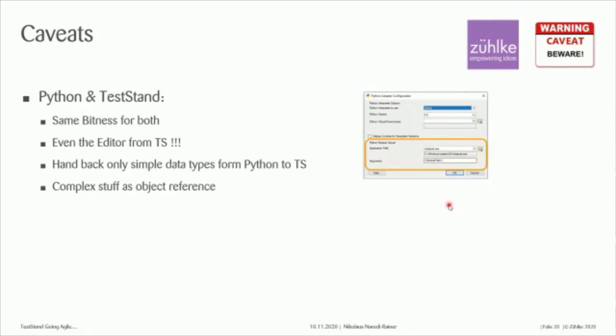And if you're having complex data, like let's say a dictionary, for example, that you keep them in Python and hand only back the object reference, and then in the next step where you want to further analyze your result, use the object reference again and hand it over to Python, and you can hand off from there.